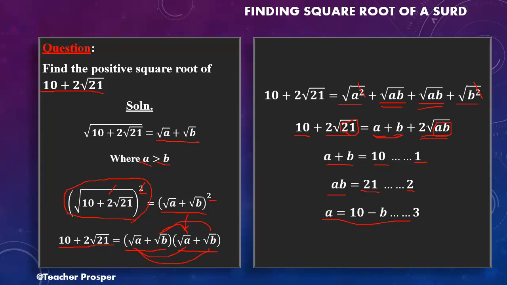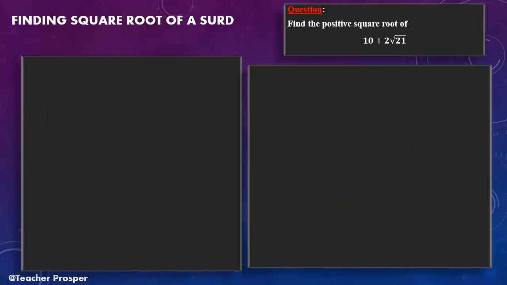A equals 10 minus b. Now we are going to resubstitute that equation back into equation 2. So in equation 2, wherever we see a, we are going to put 10 minus b. So substituting 10 minus b in place of a in equation 2, we'll get (10 minus b) in brackets times b equals 21.